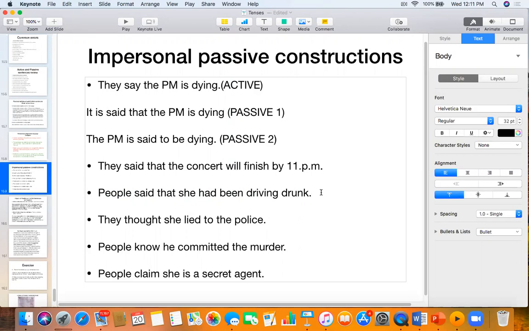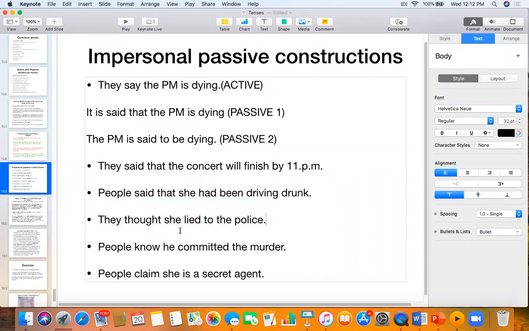Okay. What about this one? They thought she lied to the police. It is said that they thought she lied to the police. Yes, you can say it is thought that she lied to the police. Okay, impersonal passive. All right. What about the other one?